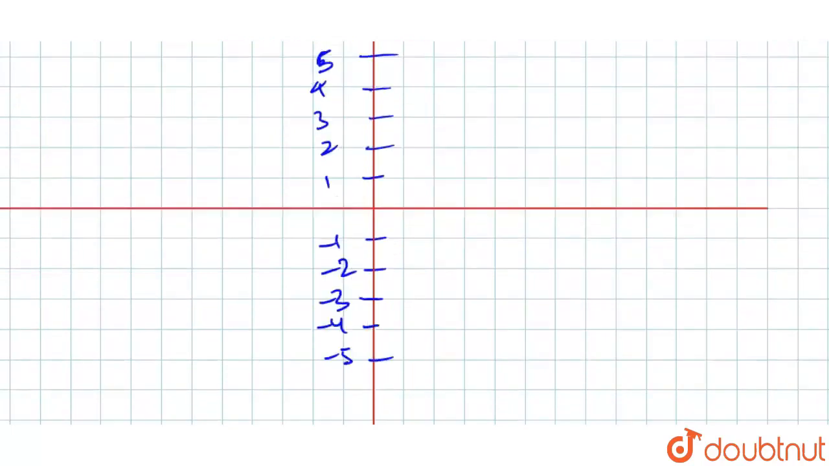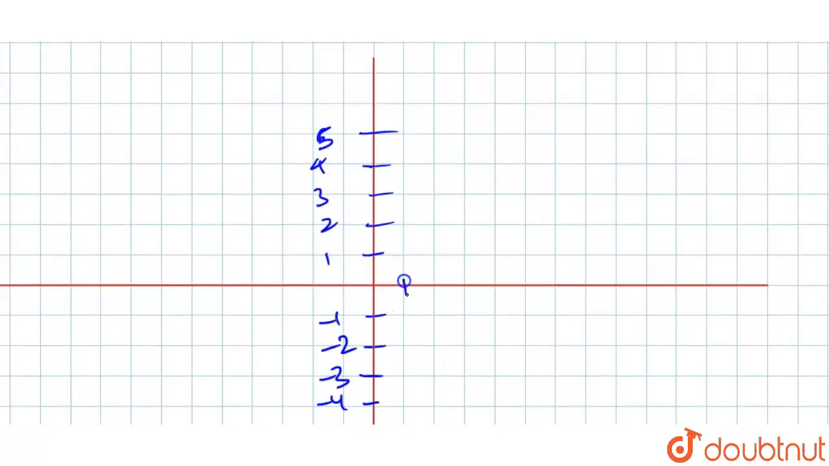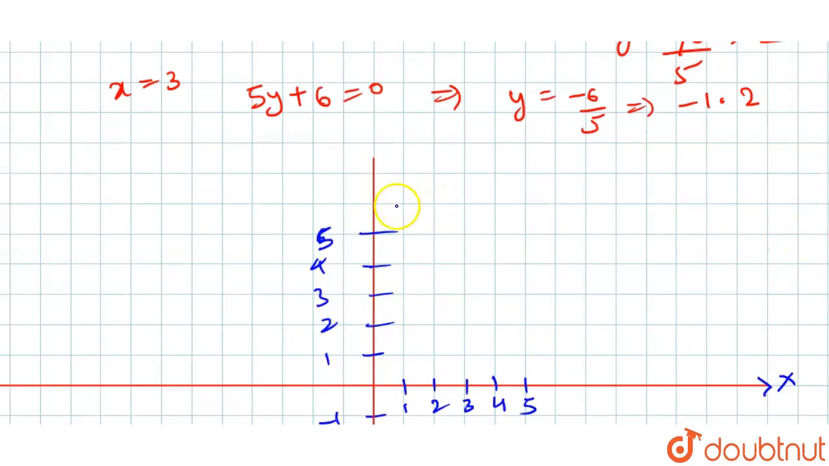That means we can make the x-axis only till 5 points, right? And we don't have any negative x value, so we won't plot them. This is our x-axis, this is our y-axis, and that is our minus y. Now we will plot the points.